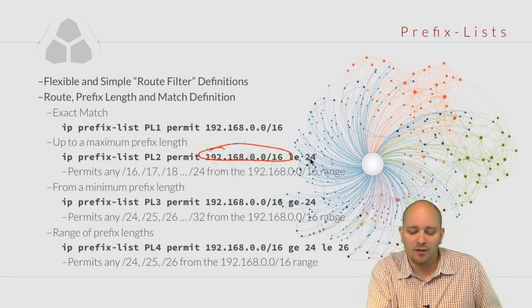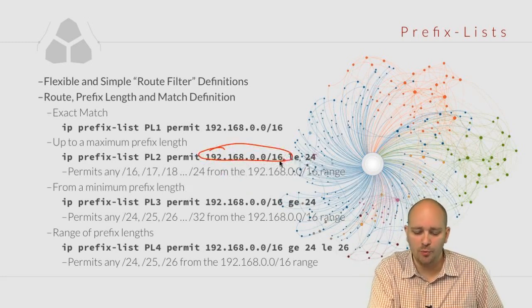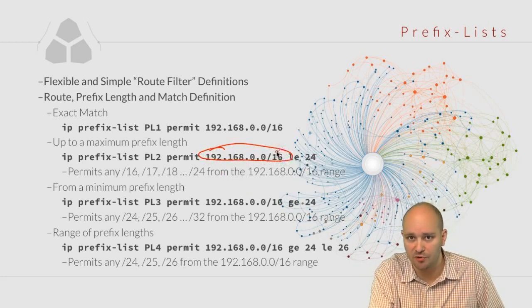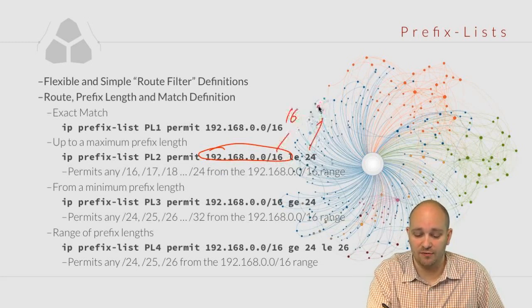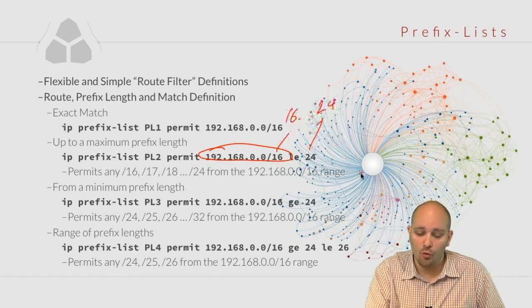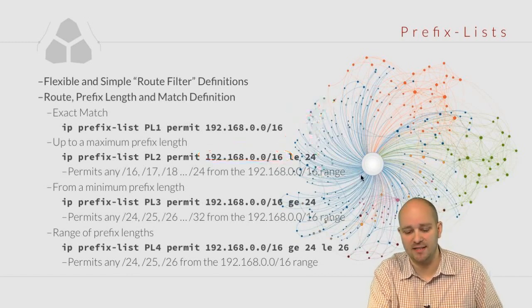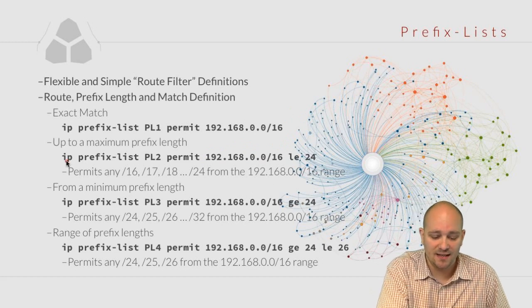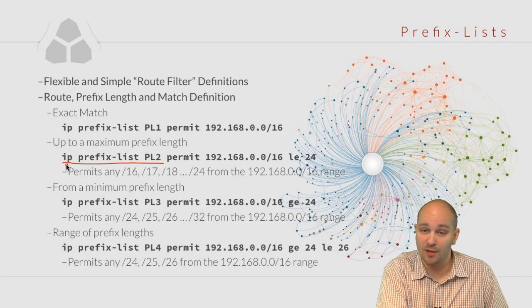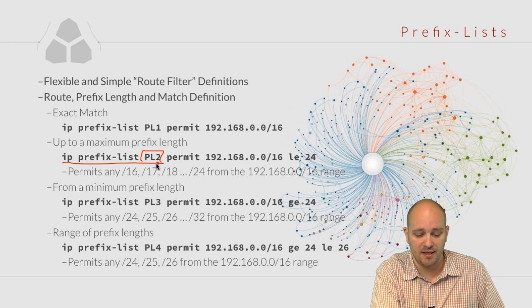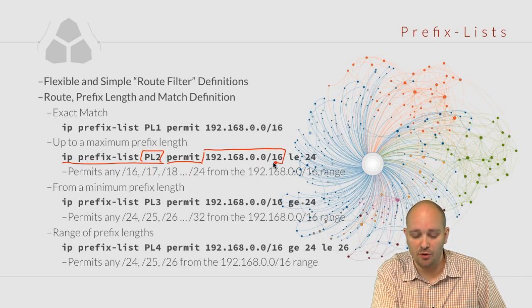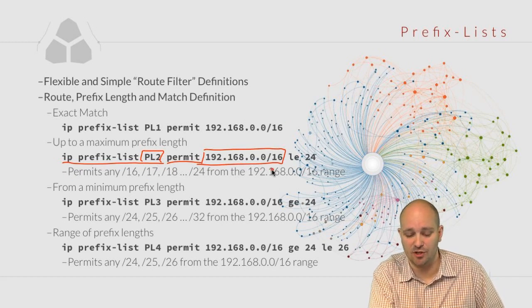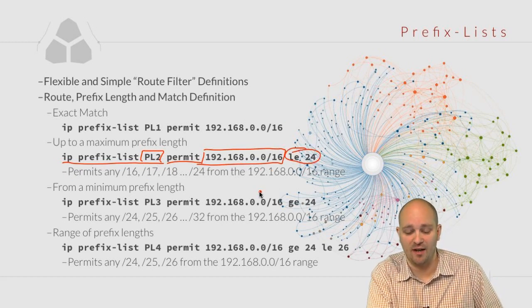But let's say that what we wanted to do is match the routes from the 192.168.0.0/16 range, but we didn't want to allow all the routes. We wanted to allow only those routes that have the range of prefix lengths from /16 to, say, /24. So we want to allow only those prefixes that fit into this category. If we wanted to do this, this would be the prefix list that we would use. We can see here ip prefix-list PL2, so we are just giving it a name. We are permitting prefixes from the range 192.168.0.0/16, and here we have an operator, le 24.